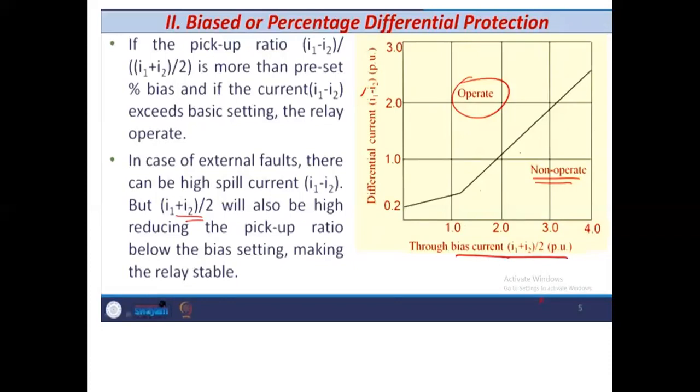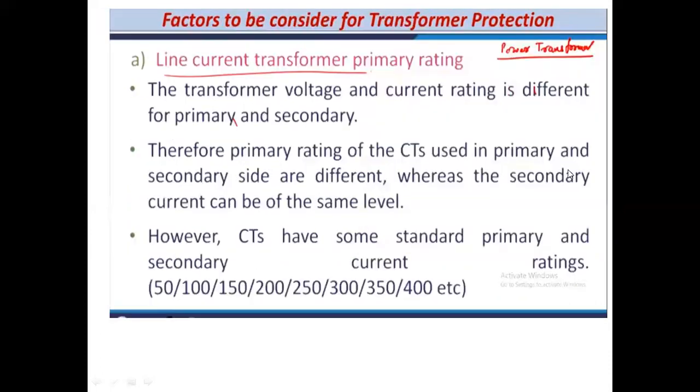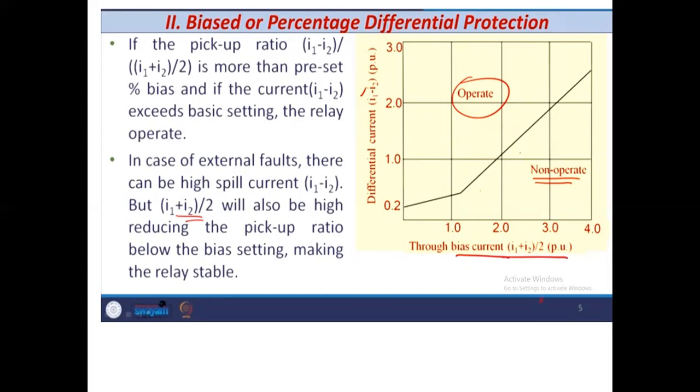Any portion above this characteristic is the operating region, and the portion below this curve is the non-operating region, or you can say the blocking region.